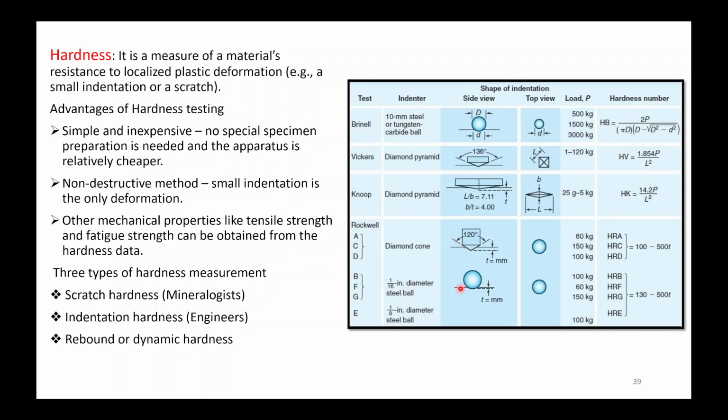Now based on these, this diamond indenter is called the Brale indenter, and the formula used is 100 minus 500 t, while for the steel ball indenter the formula used is 130 minus 500 t. t is the depth of penetration in case of Rockwell hardness. And these are the formulas that are used for Brinell hardness, Vickers hardness and Knoop hardness.